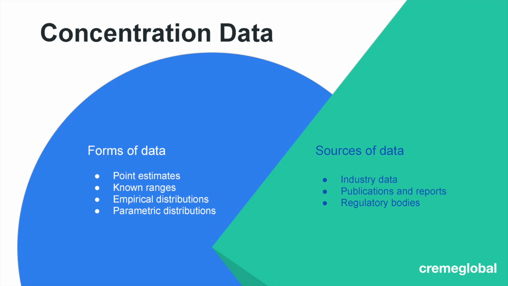The concentration of the chemicals of interest in foods can come in various forms and can come from many sources. Such forms of data are typically either single point estimates of the concentrations, or these values can come from known ranges or empirical and parametrical distributions. The most common source of data is industry data, but it can also be found in publications and reports. However, if no distribution of values is available, then often we need to use maximum values allowed by the regulatory bodies, just to make sure that we are not underestimating the risks.